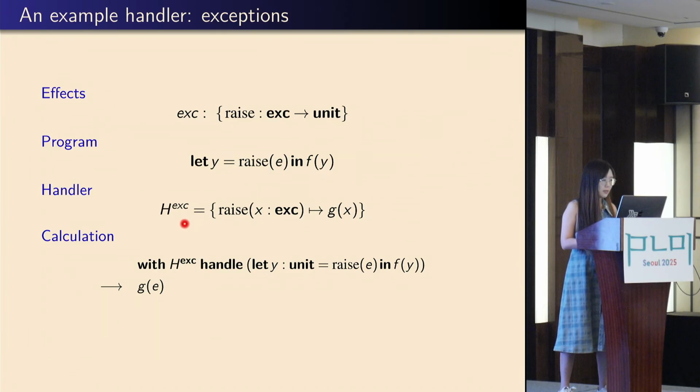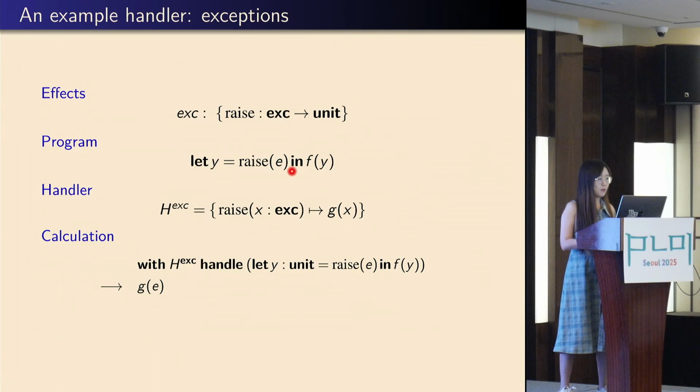In this case, this handler is going to handle this operation raise. So it's going to receive the argument to this raise operation, and it says that I'm going to do some g using this x. And we can handle this program using this handler. Now when this raise operation is performed, the control of this program is going to be transferred to this handler. And in this case, the handler says that I'm going to evaluate this g with this x substituted by the argument to the operation, in this case, e.